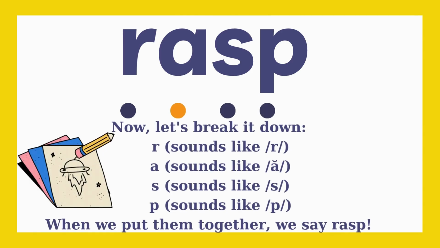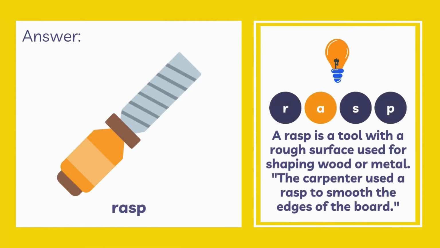Rasp. Now, let's break it down. R sounds like R. A sounds like A. S sounds like S. P sounds like P. When we put them together, we say rasp. Rasp is a tool with a rough surface used for shaping wood or metal. The carpenter used a rasp to smooth the edges of the board.